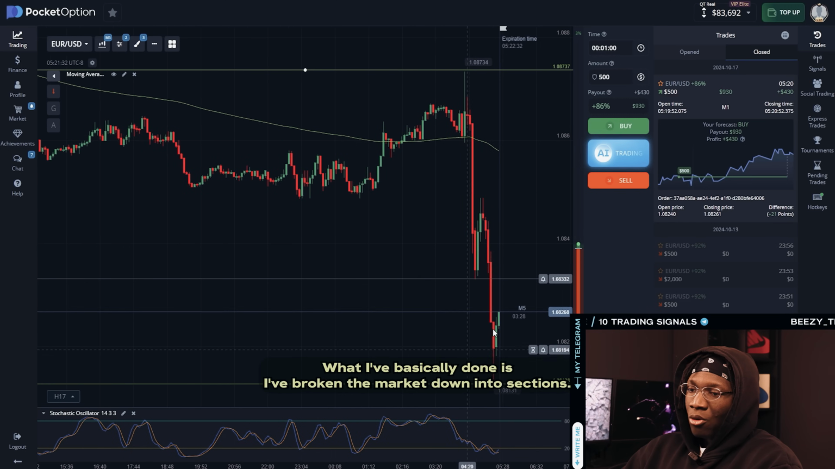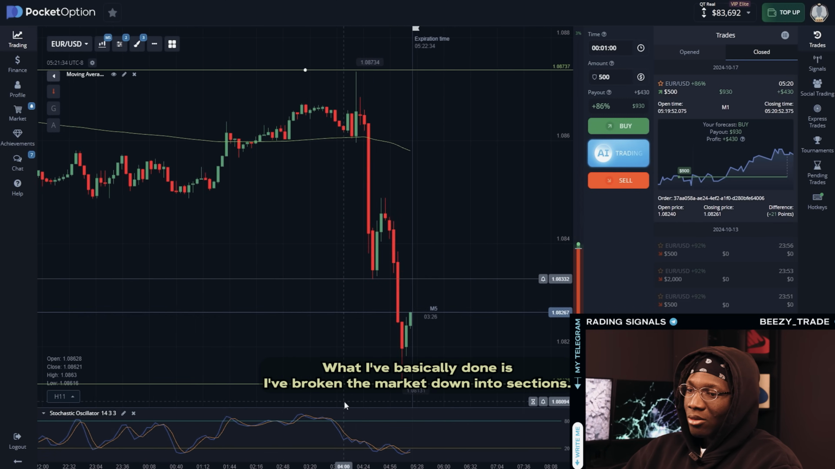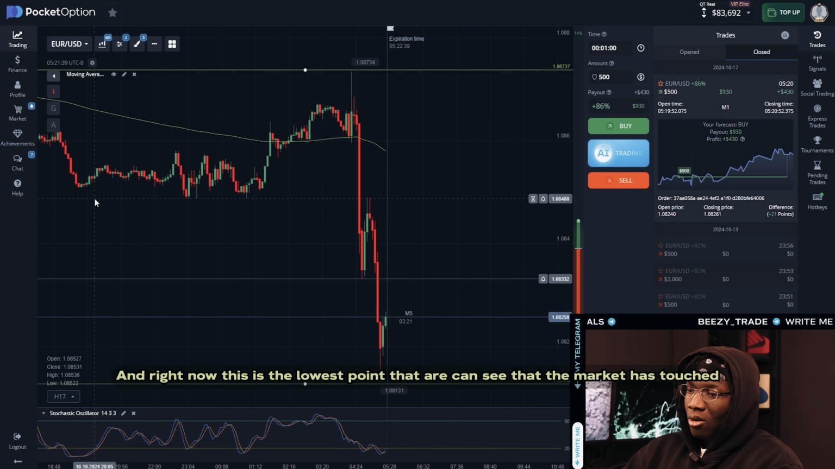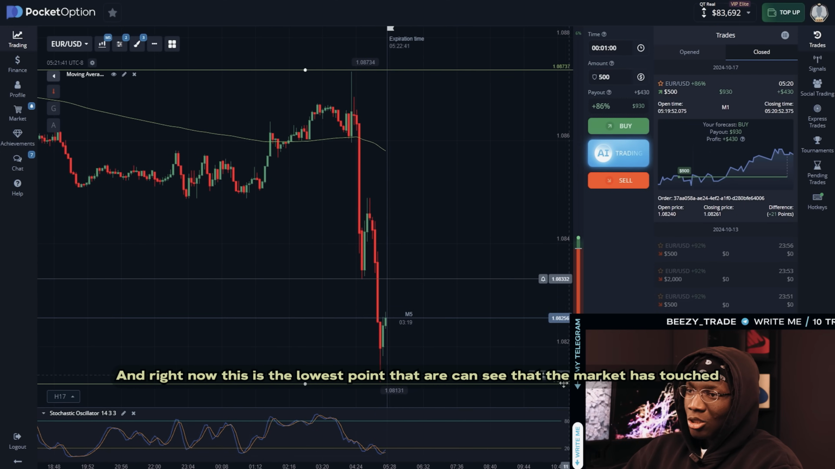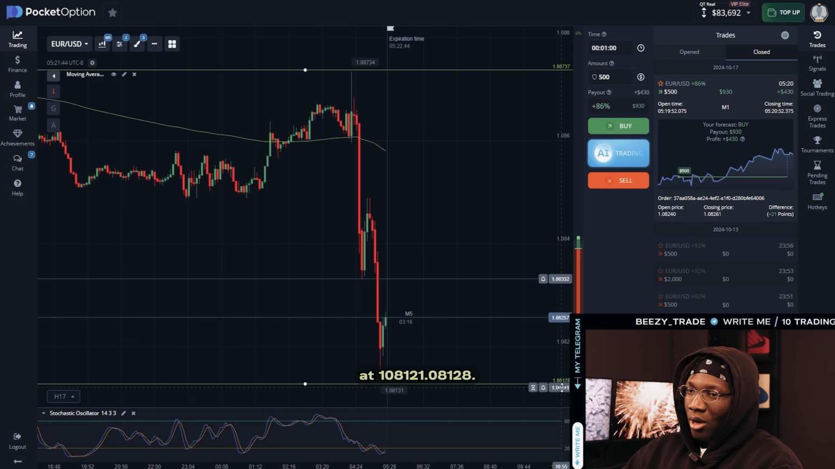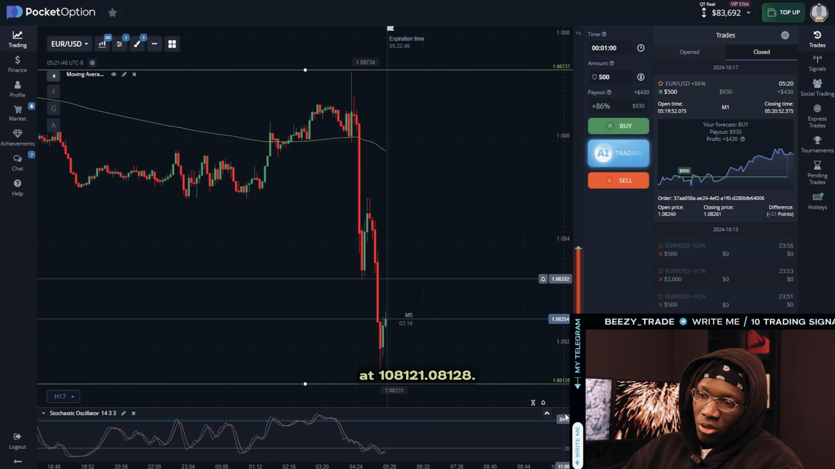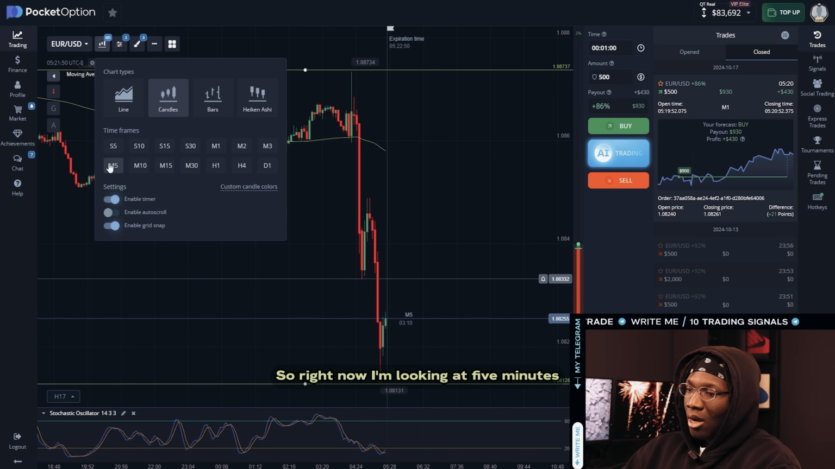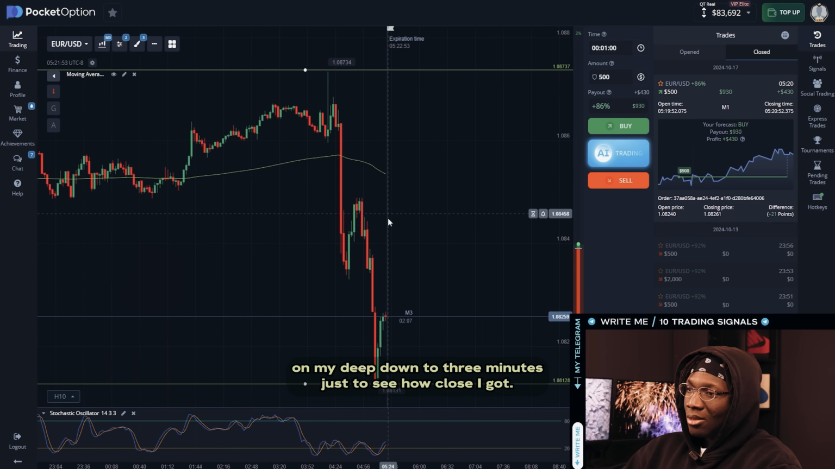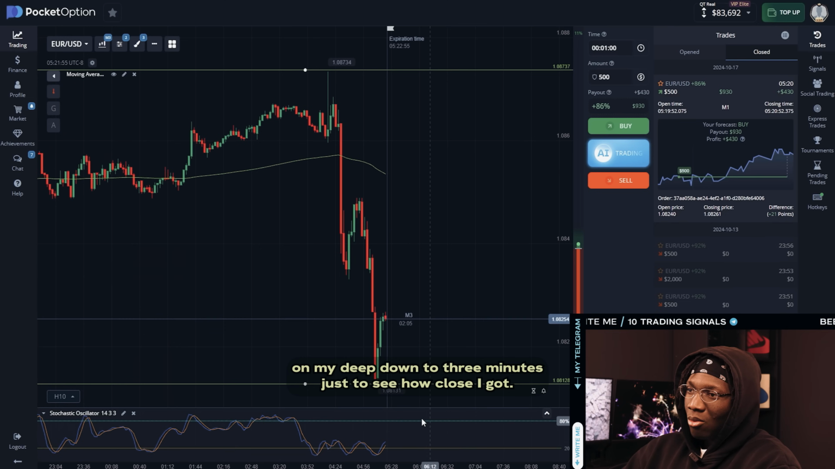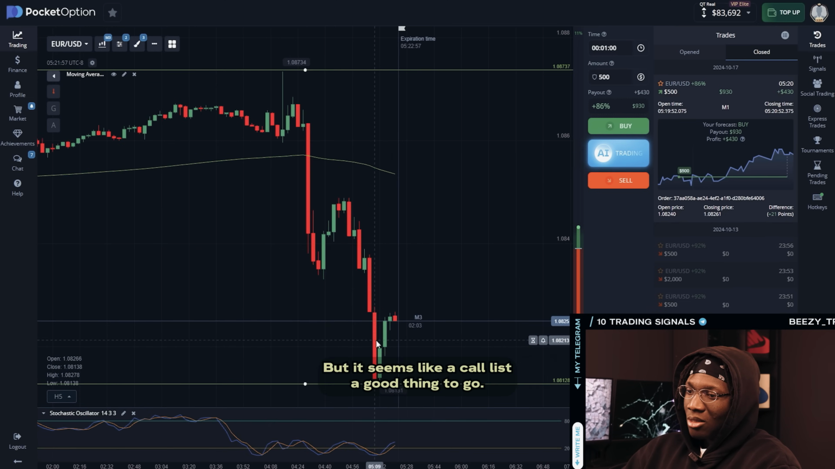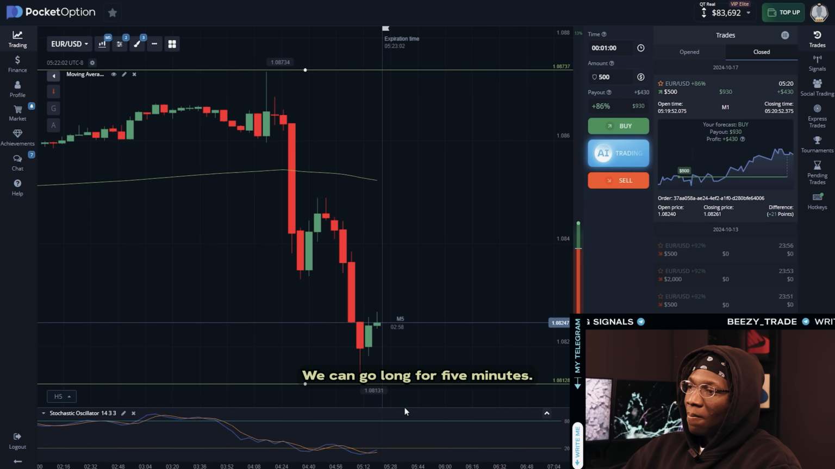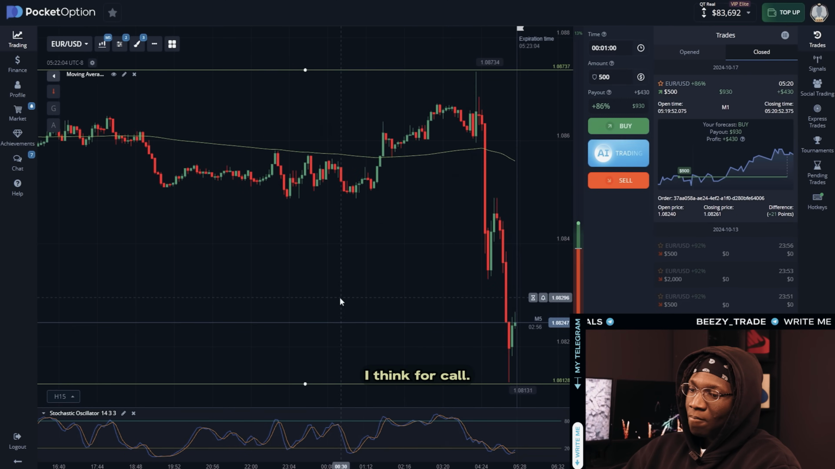And now what I've basically done is I've broken the market down into sections. And right now, this is the lowest point that I can see that the market has touched, right here at 108.128. So right now, I'm looking at 5 minutes. I might dip down to 3 minutes just to see how close I got. But it seems like a call is the good thing to go. We could go long for 5 minutes, I think, for a call.